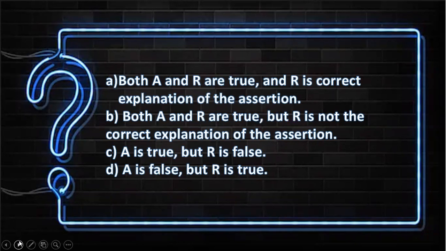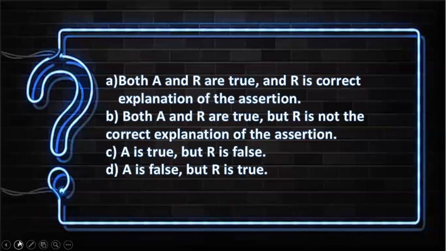If assertion is true and reason is false, it's option C. If assertion is false and reason is true, it is option D. So the assertion is the statement, and based on that the reason will be given. We should check whether it is the correct explanation, whether it is true or not. That's what we have to do in this part. Clear with that? This too is given for the 1 mark part.